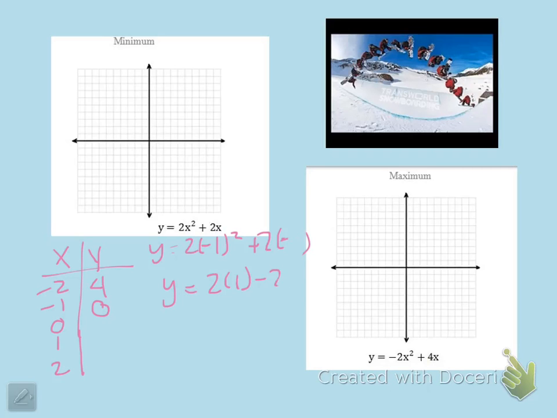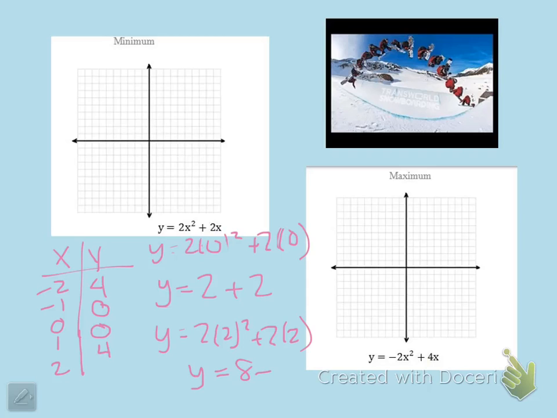If I plug in 0, we're going to get 0 squared plus 2 times 0. Anything times 0 is 0, so we're going to get 0. Let's plug in 1. Well, 1 squared is 1, so we're just going to have 2, and then plus 2 times 1, which is 2, so this is just 4. Now, if I plug in 2, I'm going to get y equals 2 times 2 squared plus 2 times 2. So 2 squared is 4, 4 times 2 is 8, plus 4, so that's going to be a big one.